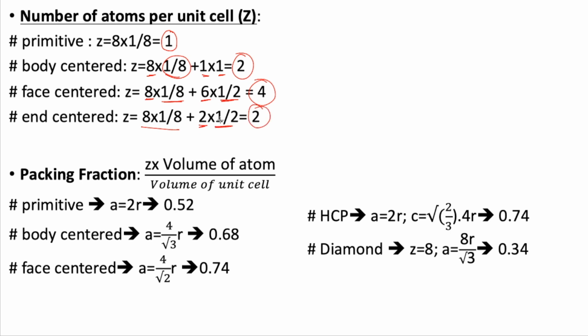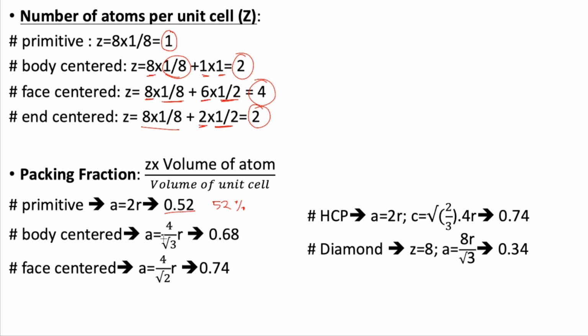The next important thing is packing fraction. Packing fraction gives you the amount of space which is occupied in a particular unit cell. It is given by the formula Z into volume of atom divided by volume of unit cell. For primitive, the relationship between A and R, where A is the edge length and R is the radius of the atom, is A equals 2R, and the packing fraction comes out to 0.52, or 52%.